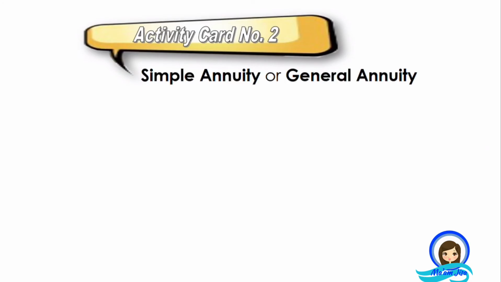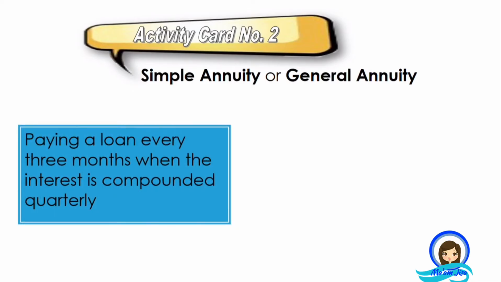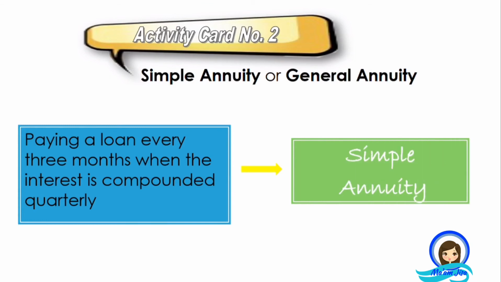Let's have activity number 2. Paying a loan every 3 months when the interest is compounded quarterly. What kind of annuity is this? The answer? It is simple annuity. Why? It's because its compounding period is quarterly and its payment interval is also quarterly. This payment interval, which is every 3 months, is the same with quarterly. That is why this is simple annuity. Did you get it? That's good.